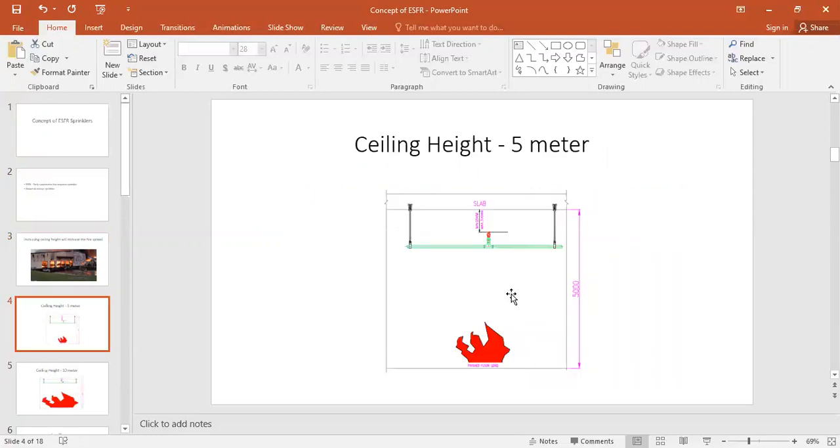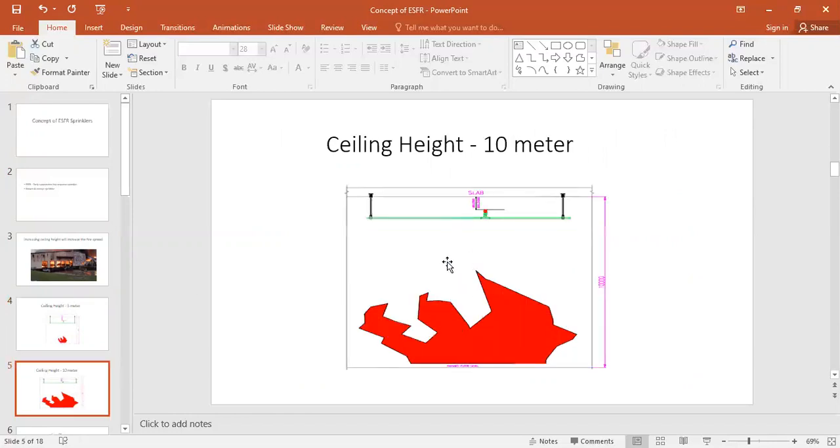See this image. This is a sprinklered room with a 5-meter height. Fire started somewhere. And see the second image. This is also a sprinklered room with a 10-meter height. Fire started somewhere and it has spread. Through these two images, what can we get? Due to the ceiling height, the fire may have a possibility to spread or occupy more area than with a lesser ceiling height.